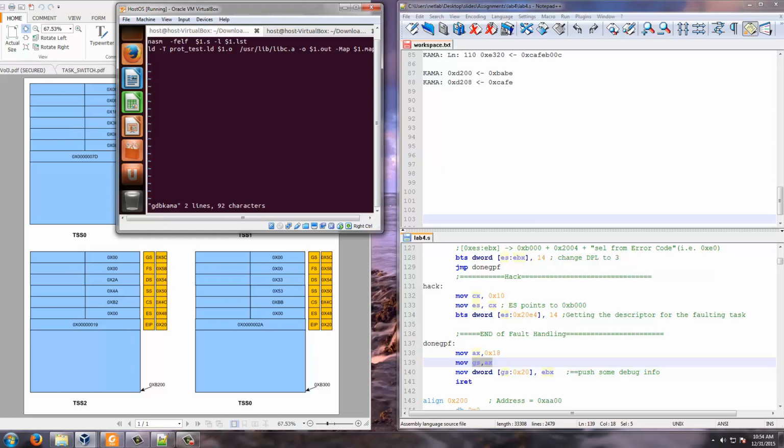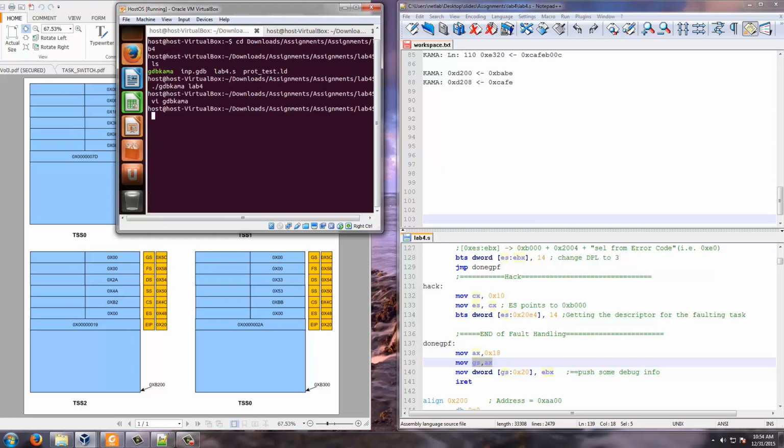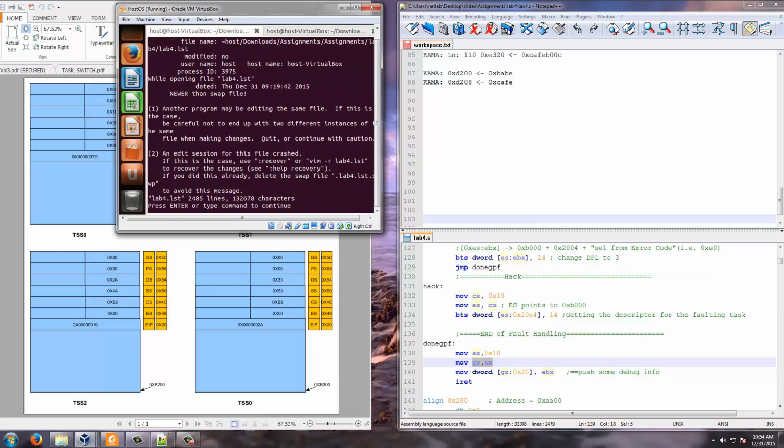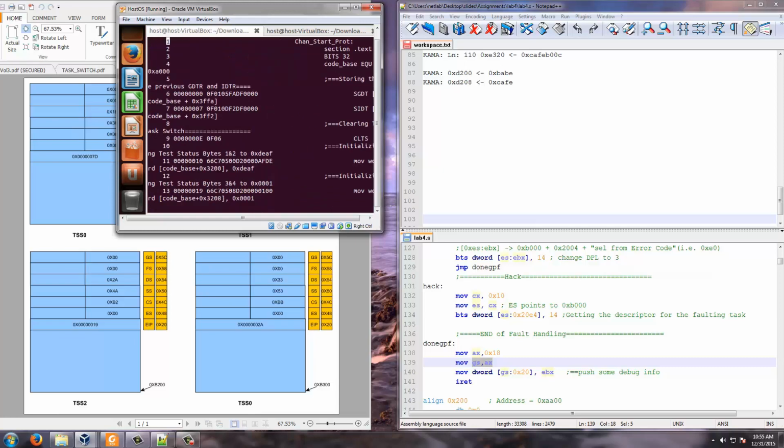So one small thing that you can also do when we are doing this, you can also say -l lab4.lst. So when you compile this, you also get this LST file, lab4.lst. So let us see what is there in lab4.lst.